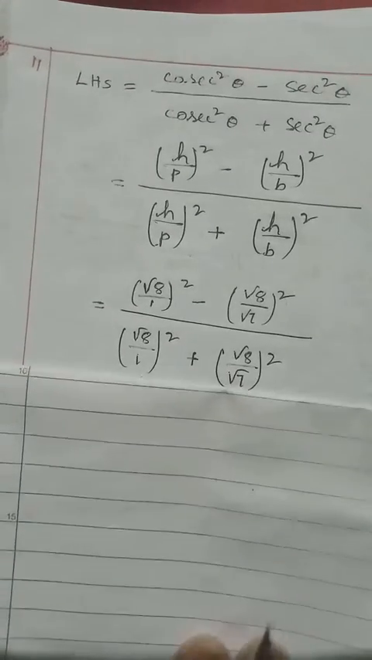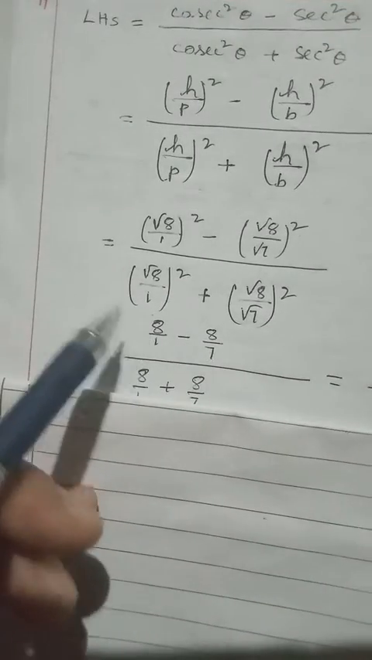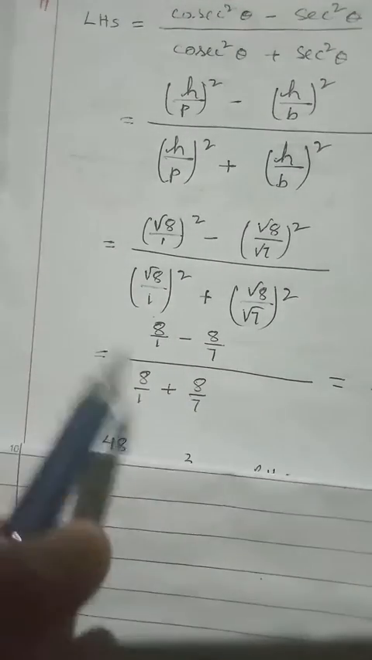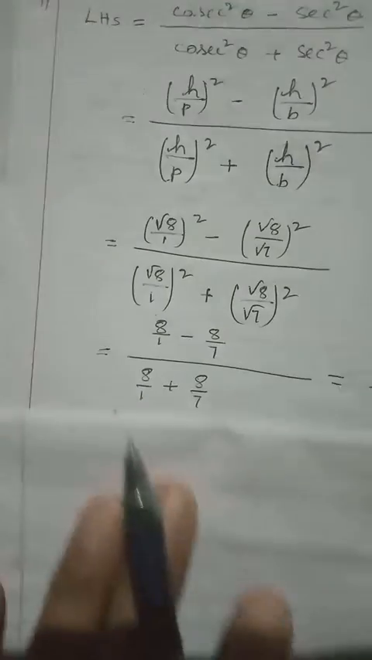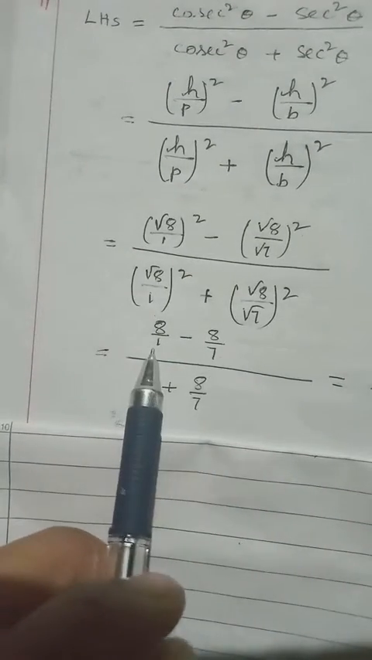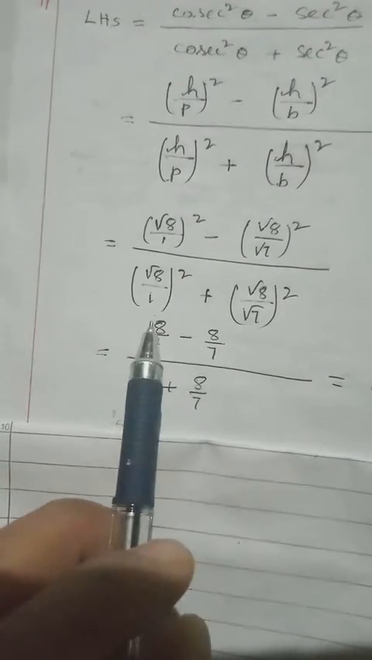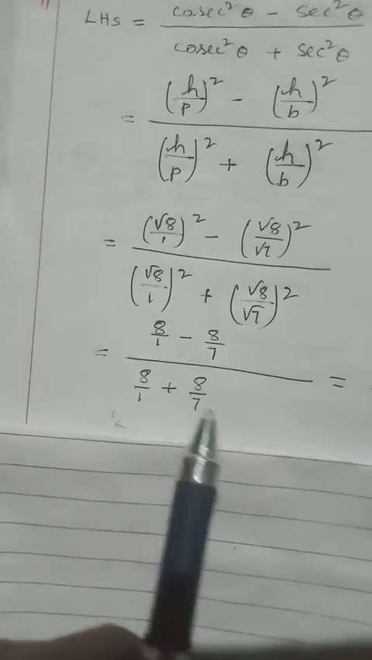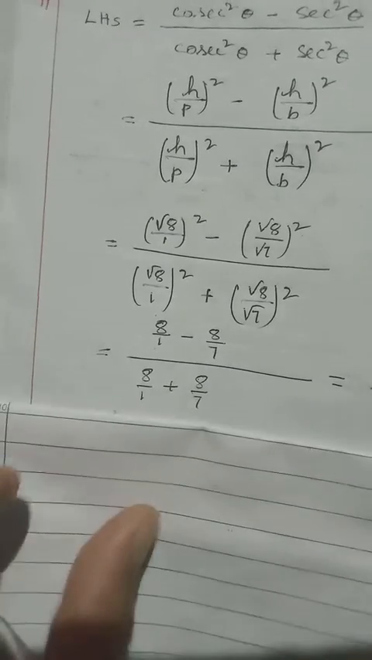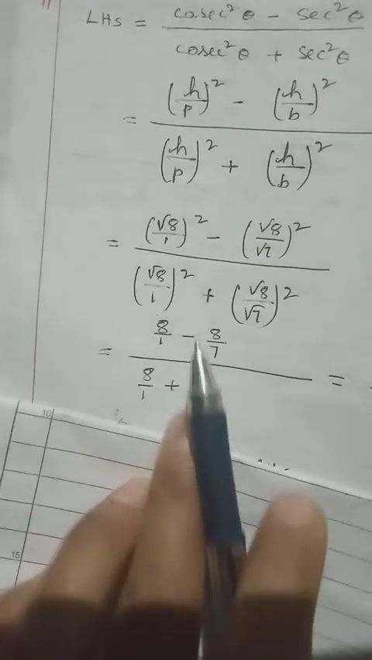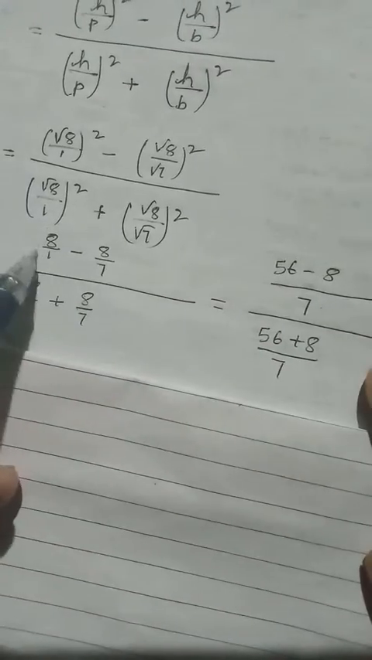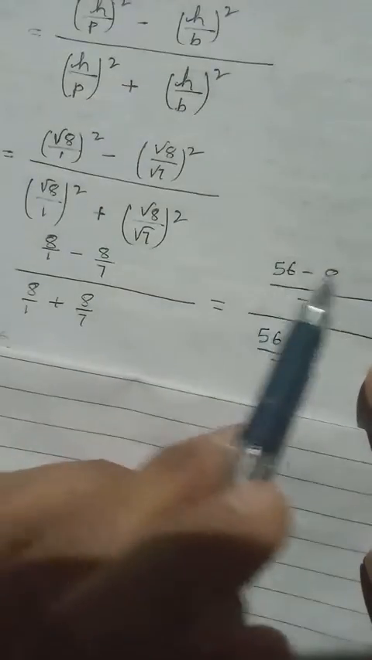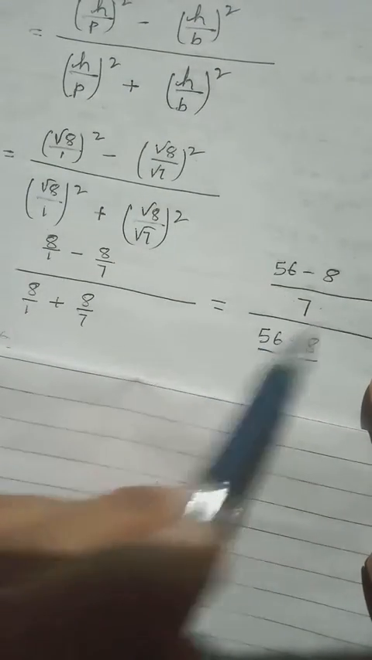So now we are left with 8 by 1 after we remove the square root, minus 8 by 7. Now they have fractions, so we can take the LCM. LCM of 7 and 1 will be 7, so 7 into 8 will be 56, and 1 into 8 will be 8. Here also more or less the same condition, only in the numerator we have minus, in the denominator we have plus. 7 into 8 you get 56, both up and down. The 7 in the denominator and the 7 in the denominator we can cancel, but this one we have to take care.